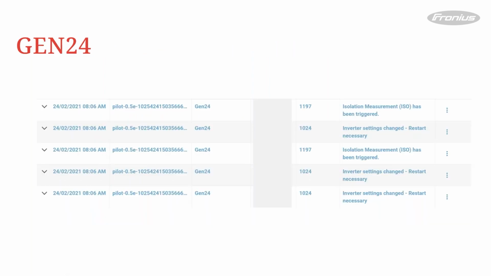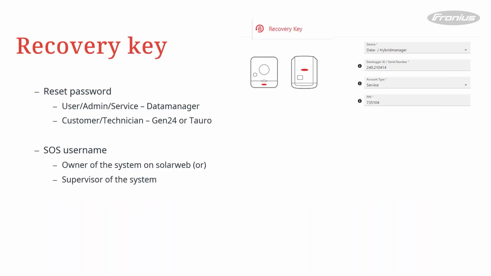Likewise, there are state codes that are applicable for Gen 24 inverters as well. Unlike the Snap inverters where we have a 3-digit state code, the state code on a Gen 24 is 4 digits. And say if the system is on Solar.Web and if something goes wrong, you get a service message there as well, and you can see a short description of the state code and where the problem is originating from.